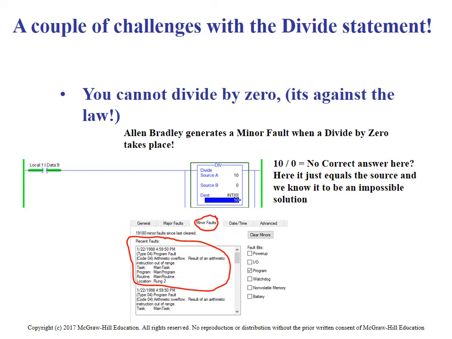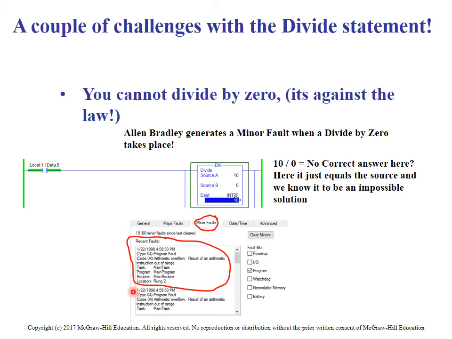Another point that we have to be aware of is that we can't divide by 0. Now, there was a time when Allen Bradley had it set up such that the processor would go into a major fault if a divide by 0 took place. Apparently, with their new upgrades, they have decided not to cause a major fault. Now it's just a minor fault. I thought I would populate that fault down here below so you can see what it's all about. It doesn't stop the program, doesn't stop the processor. It just pops up a minor fault saying, hey, we have an issue, something that is pretty easy to get over.